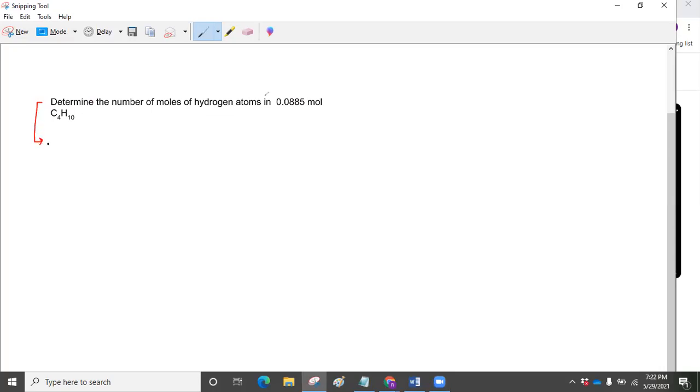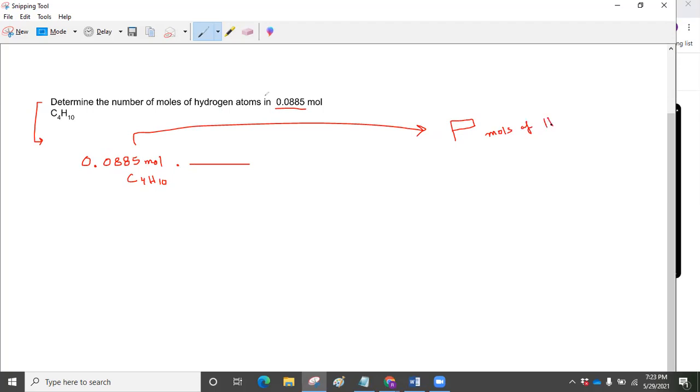The idea here is really first to understand what you have and what you want. What we're given is this particular number here, which is 0.0885 moles of C4H10. The goal is to take what you're given, which is moles of C4H10, and stretch our conversion factor all the way until we come out on the other side with what the question is asking for, which is moles of hydrogen atoms.